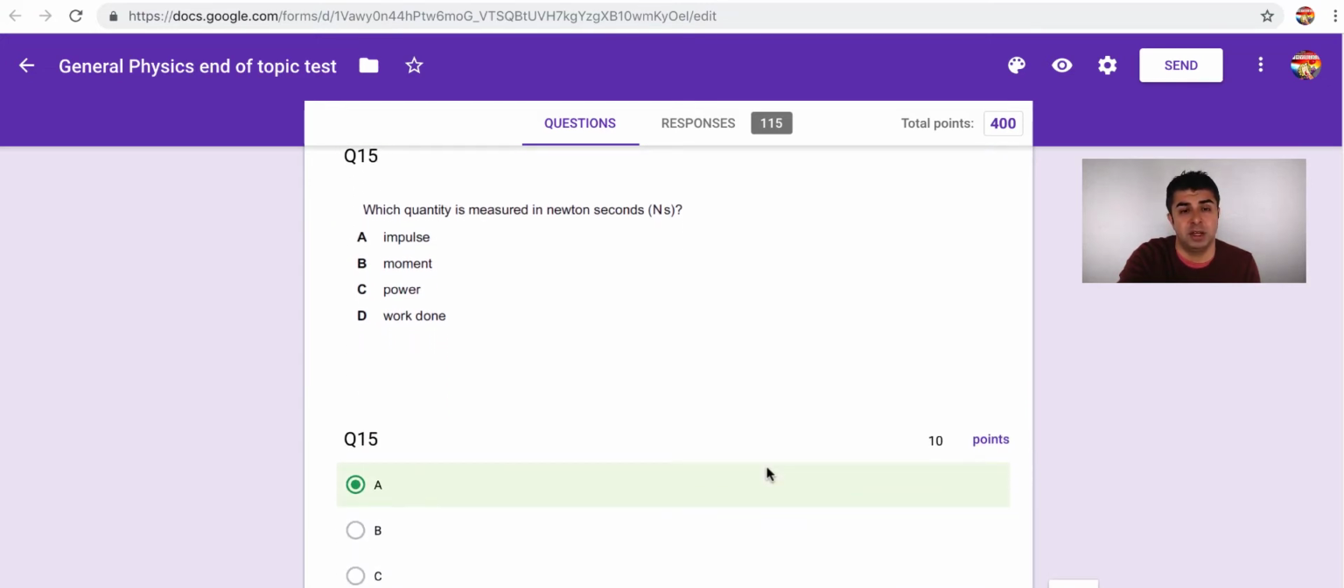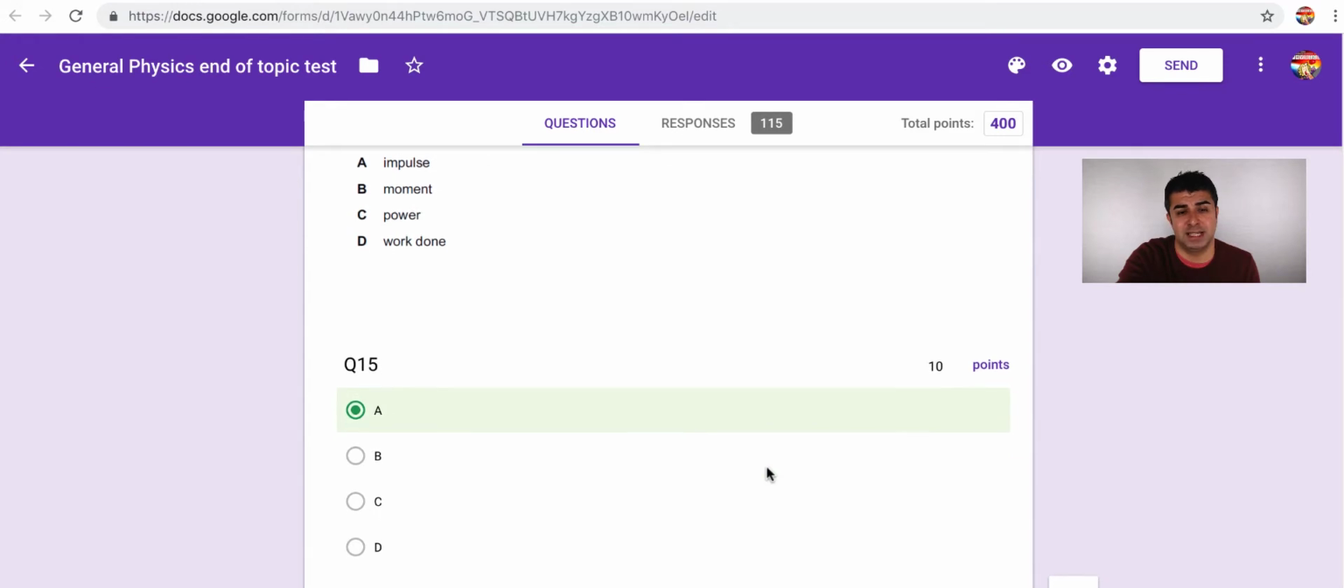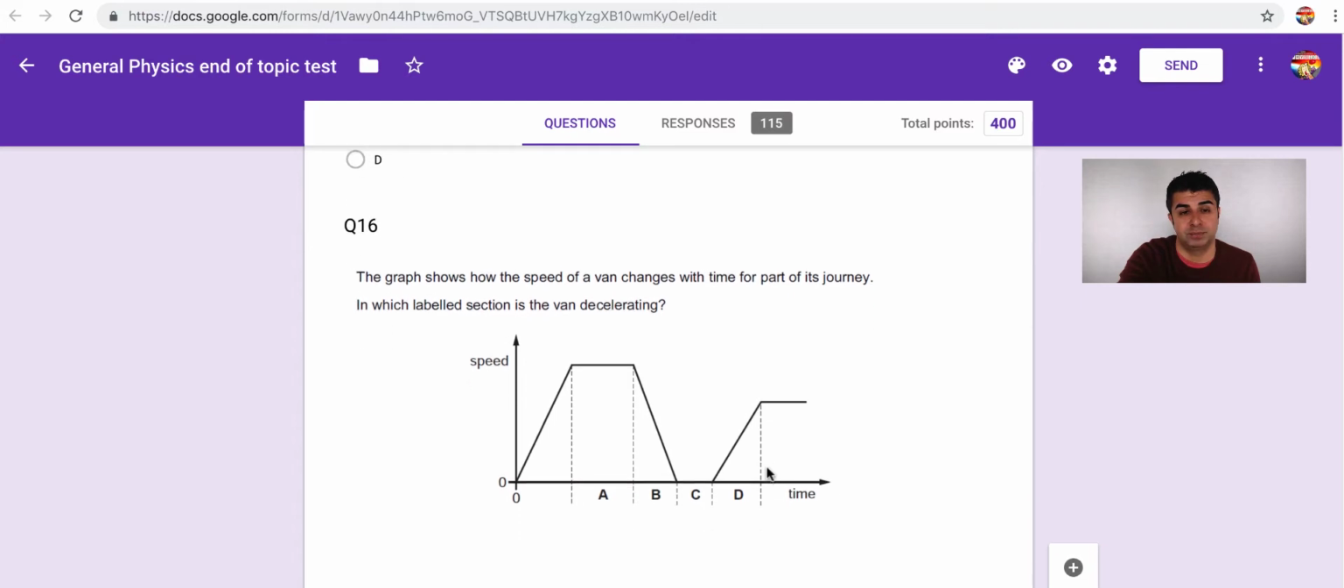Number 15. Which quantity is measured in Newton seconds? Ft equals mv minus mu is the formula for impulse. Impulse is measured in Newton seconds or kilogram meter per second. So quite clearly here for number 15, the answer is A. Because moment is Newton meter, not momentum. Power is watts and work done is joules.